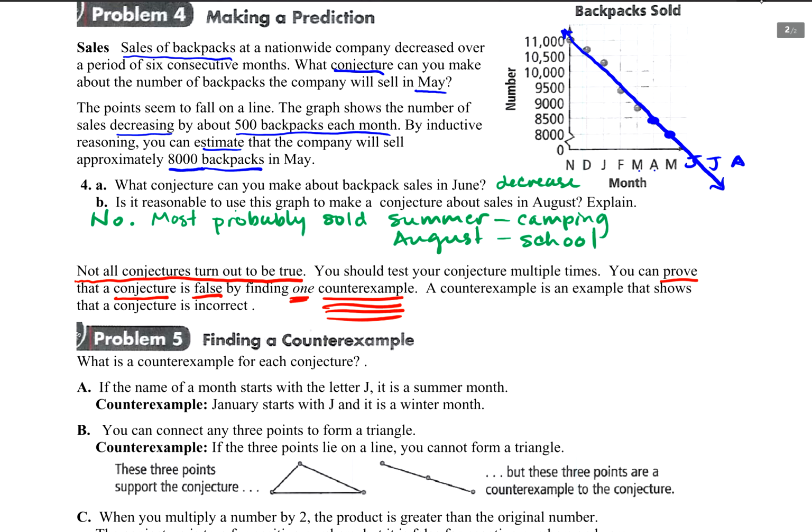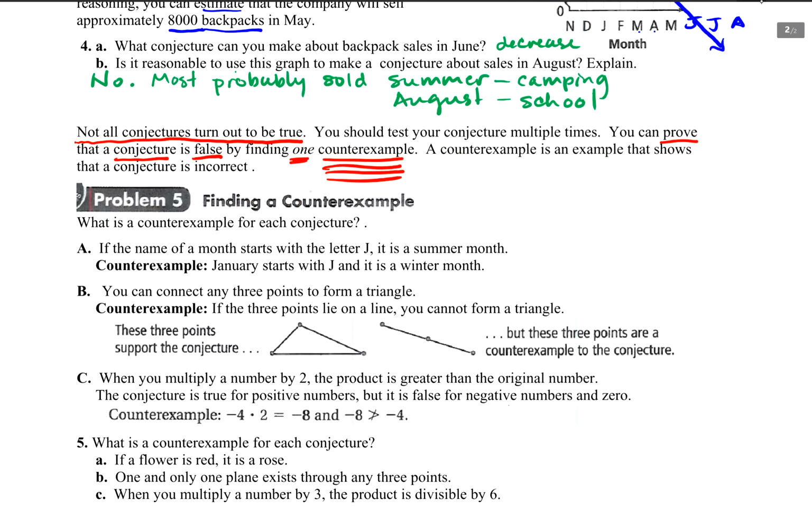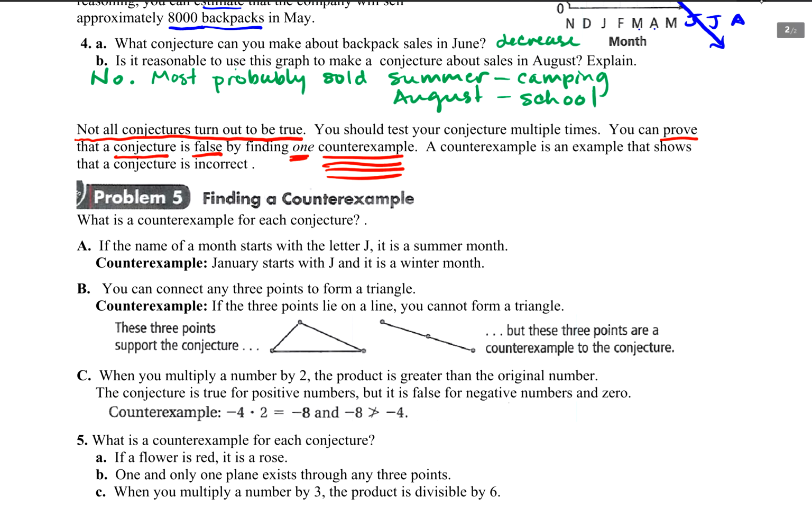A counterexample is an example that shows your conjecture is false. Whatever pattern you think you have, it shows that the pattern is not true. So let's look at some examples here.